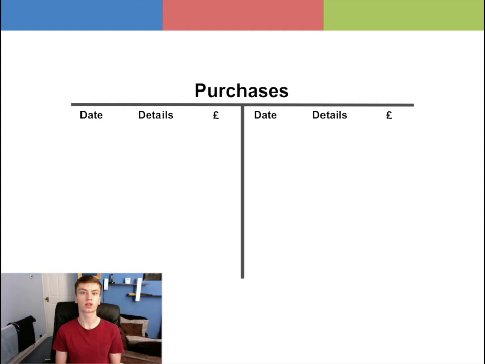The transaction took place on the 12th of September 2016, which can be shown as 12/9/16. Then we will note it as J Man in the detail column because that is the name of the other account that has been affected during the transaction, and 175 is entered in the pound column.